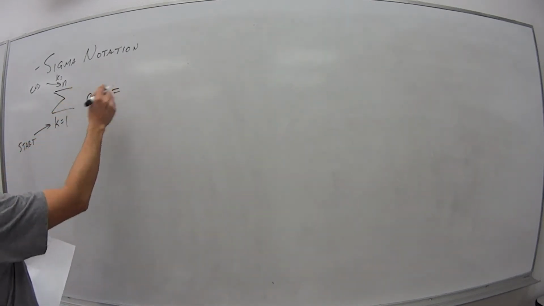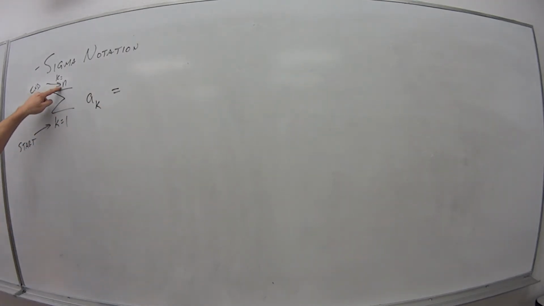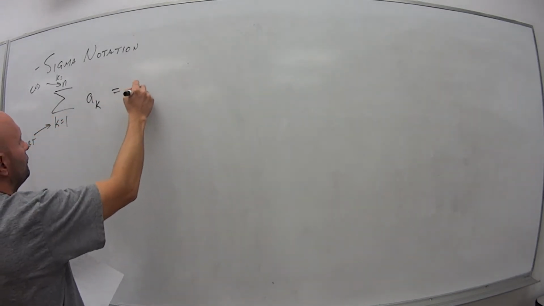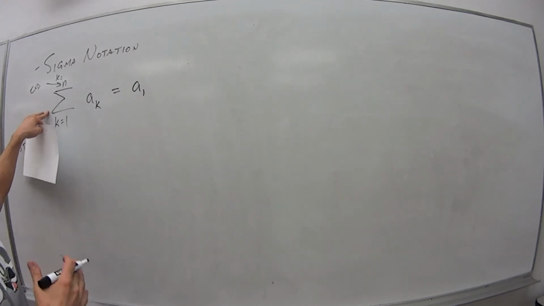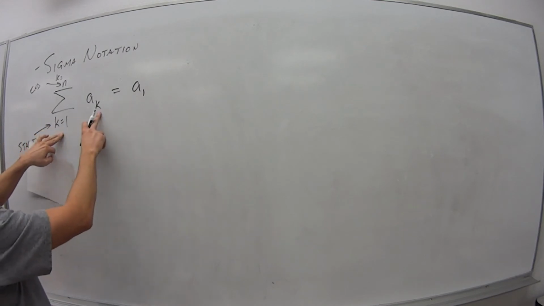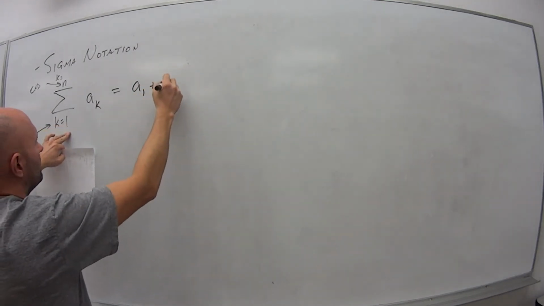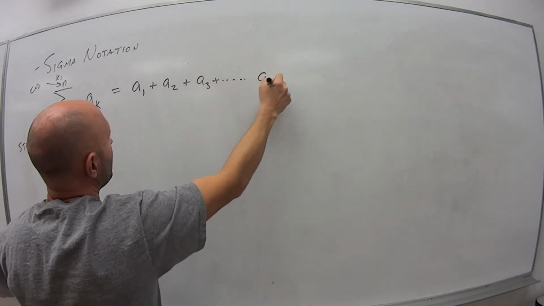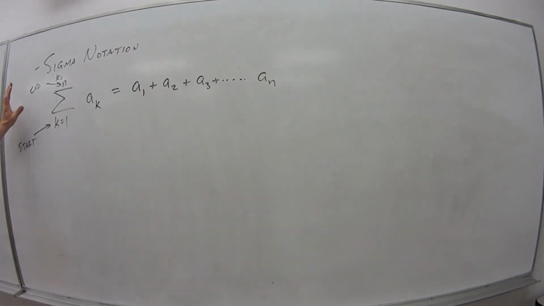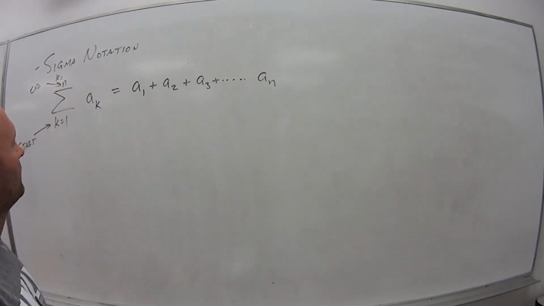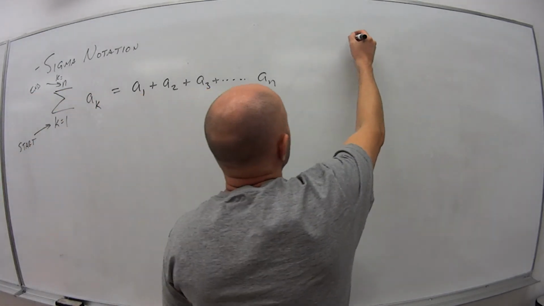So what this means, if I have k equals 1 to n of the value a of k, the function a of k, this just means a1, and sigma is the fancy way of saying addition. So we're just adding all these terms. So when k is 1, plus when k is 2, plus when k is 3, plus all the way up until k is n. So that's what this sigma notation means. Where do we start? Where do we end? And then we have the function on which we're applying these values.